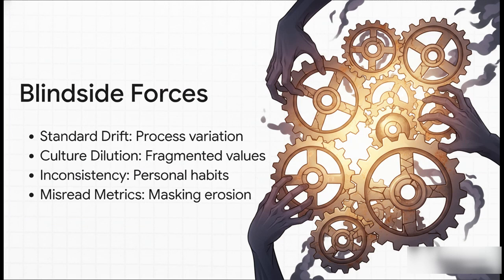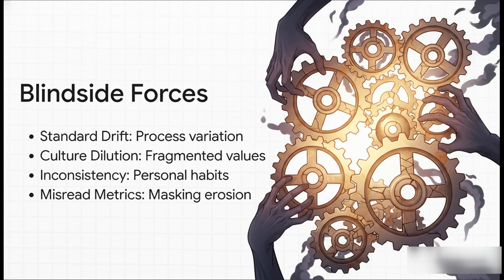It basically manifests as these 4 blindside forces operating just under the radar. Standard drift is when your official processes slowly get replaced by random variations. Culture dilution happens when your unified values start fragmenting into isolated individual habits. Supervisor inconsistency is when leaders just default to their own personal styles instead of sticking to shared organizational standards. And misread metrics, that's the super dangerous assumption that just because your KPIs look stable, everything is fine, which totally masks the cultural erosion happening beneath the surface.